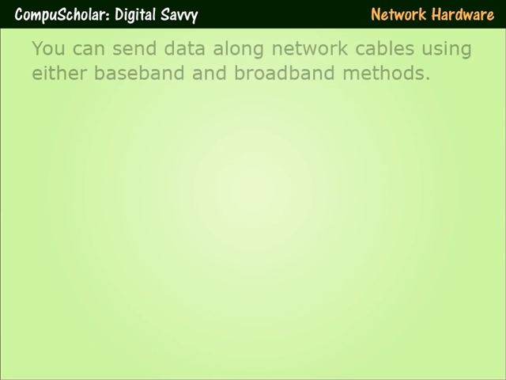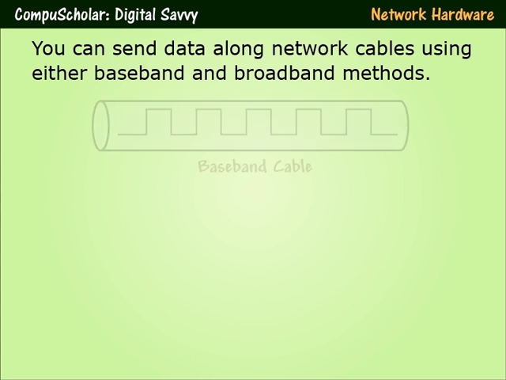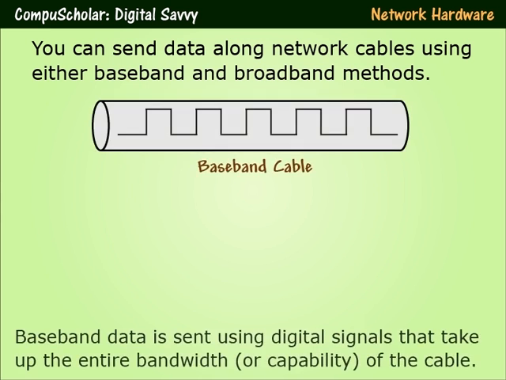Now there are different ways to send data along network cables. Two of the most common ways are called baseband and broadband. In a baseband cable, data is sent using digital signals that take up the entire bandwidth or capability of the cable. These cables are bidirectional, which means the same wire can be used to send and receive data signals.